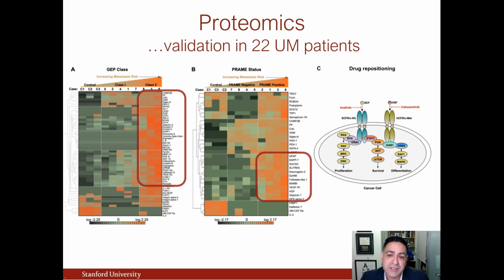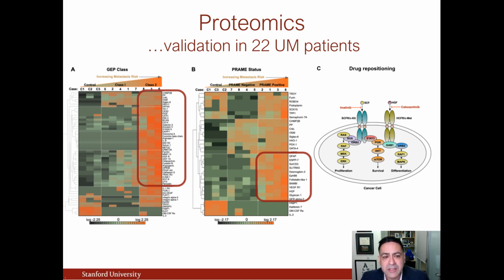Another gene expression signature that can tell us if it's likely to metastasize is something called the PRAME status. And tumors that are PRAME positive are more likely to metastasize. And you can see that there again is a pretty clear signature of a series of proteins that correlates with that gene expression pattern.